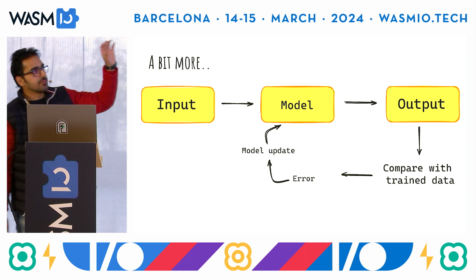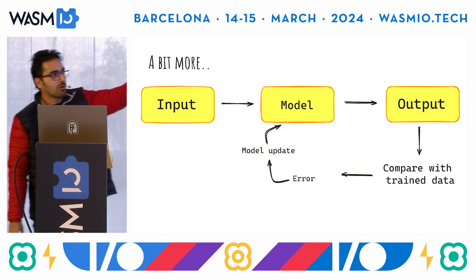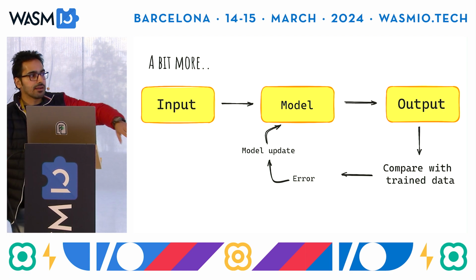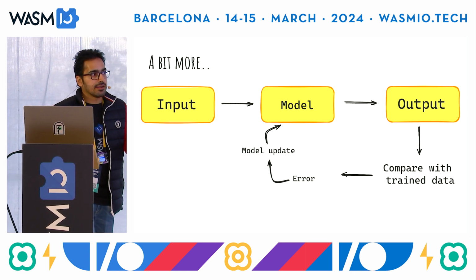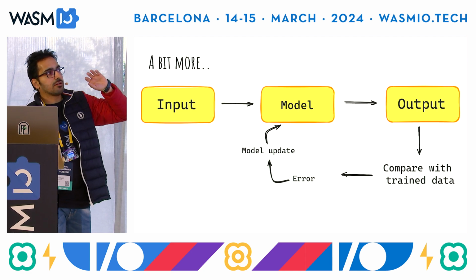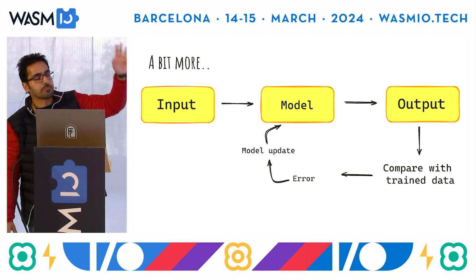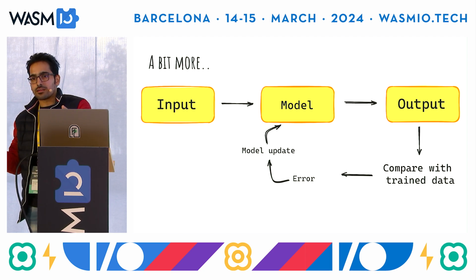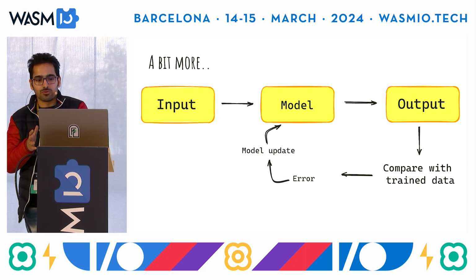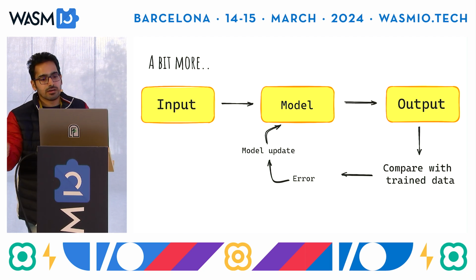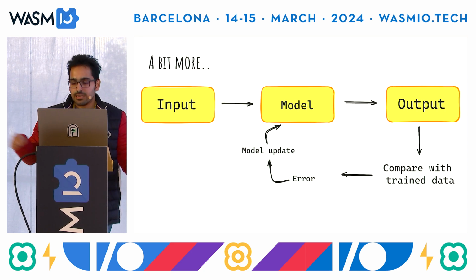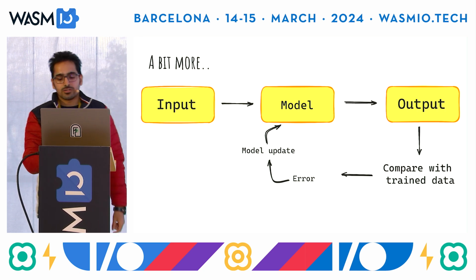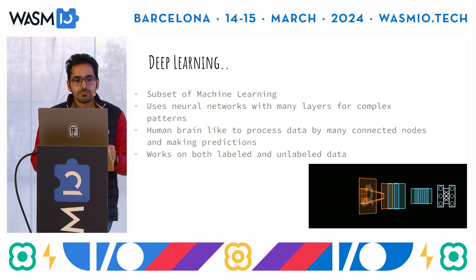Again, the input is given to the model, and the output is compared with the training data. It then checks the output against the expected output, what it should be. If it's too far from where the answer should be, it goes to the error, and we have to update the model until we get very close to the precision.